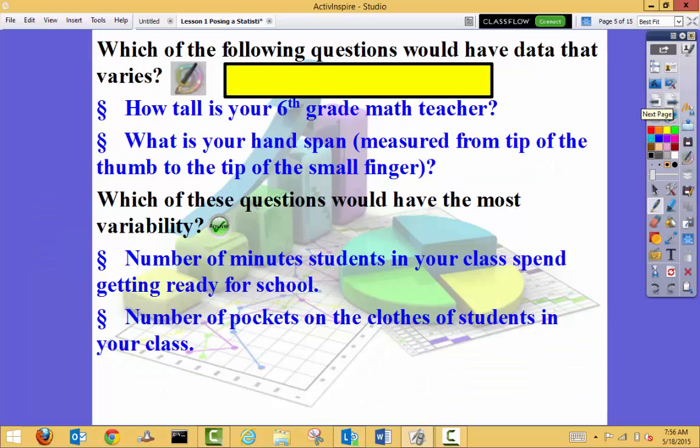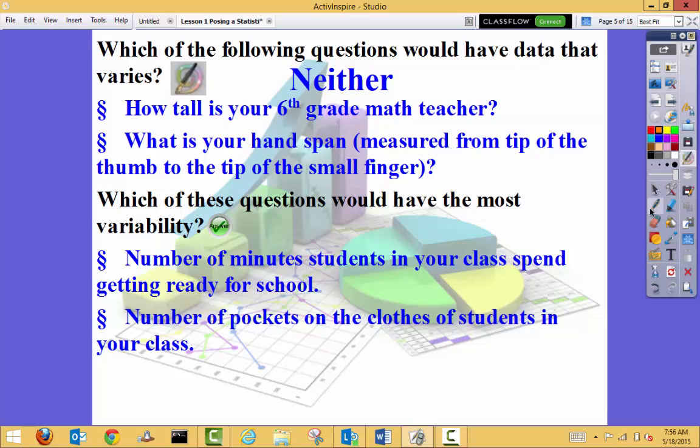Okay, let's look at these. Which of the following questions would have data that varies? How tall is your sixth grade math teacher? How far is it from the tip of your thumb to the tip of your small finger? Well, my answer is actually neither one. This one is going to stay the same, 5 feet, 11 inches. This one is going to stay the same also. It's not varying, it's not changing.